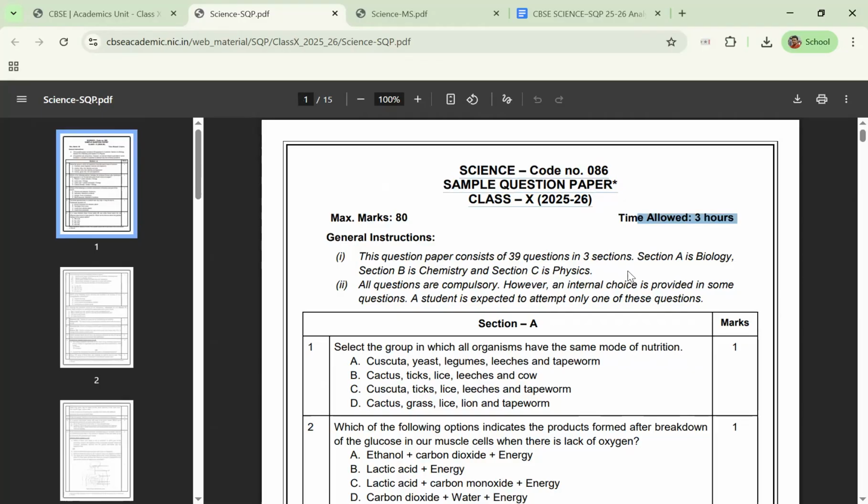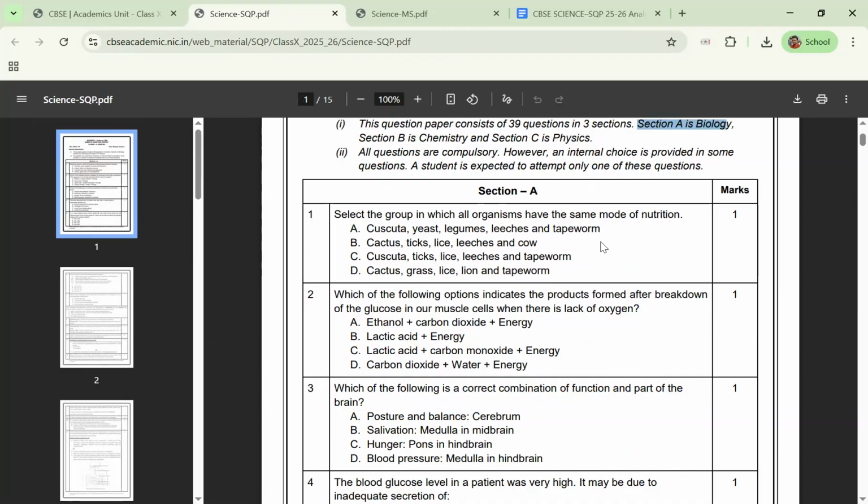But now this year there is a change. The change is only in terms of arrangement of the paper. You can see everything remains the same. The only change is that the paper is now segregated into bio, chemistry and physics. You can see the question paper consists of 39 questions. As previously we had 5 sections, now 3. Section A is bio, section B is chemistry, and section C is physics. And there are internal options as we had previously also.